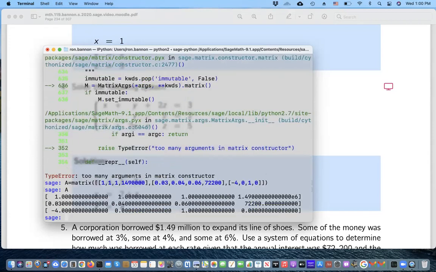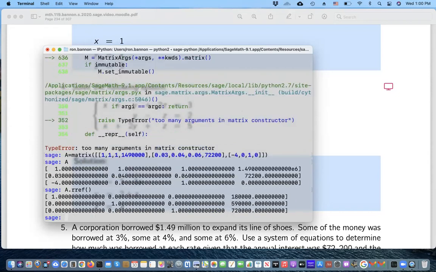Let's do reduced row echelon form. If you can't remember, look back over the notes. What am I getting? I'm getting a reduced form. I know there's a lot of zeros there. Don't worry about it. It's 1 equals 180,000. 1 equals 590,000. This is the X, Y, and Z, by the way. And the last one is 1 equals 720,000. All right. What's quicker? If you can type that stuff in, doing Sage is certainly quicker. Thank you.